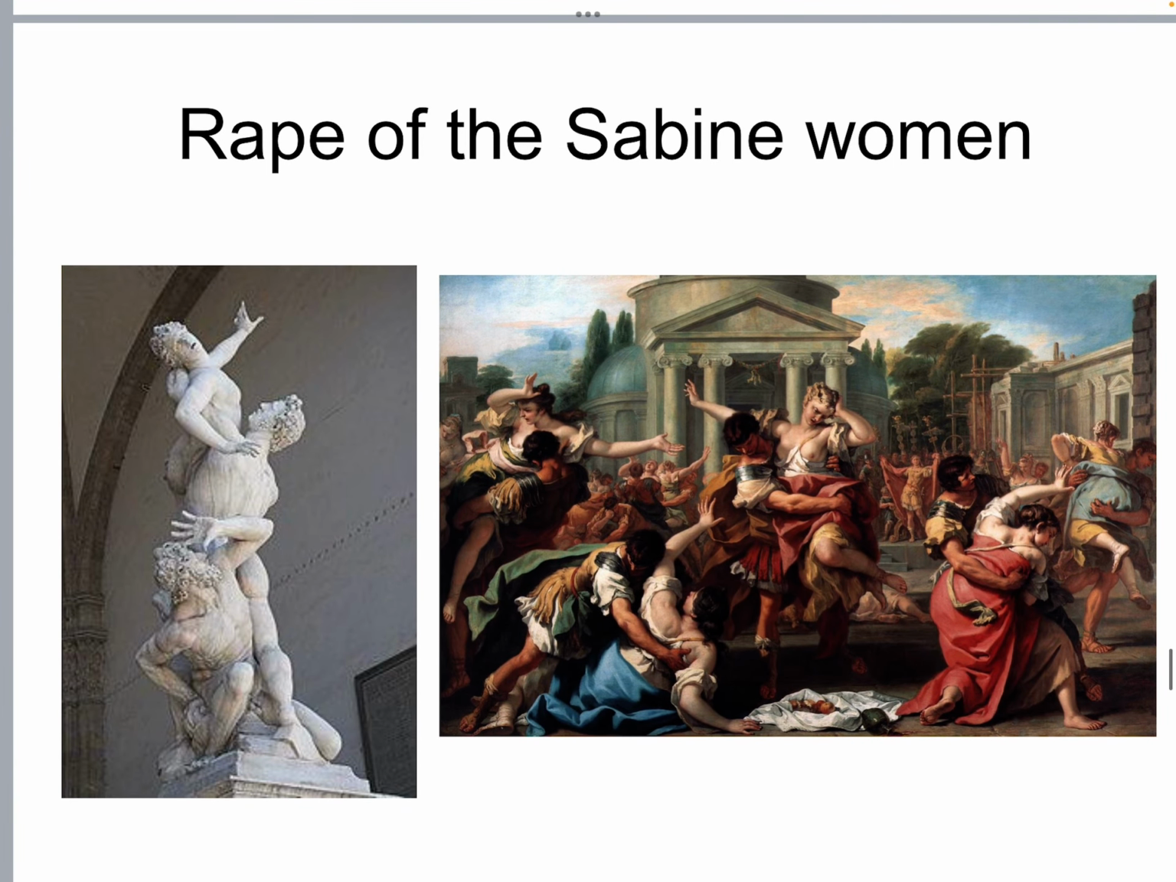And this is called the rape of the Sabine women, ladies and gentlemen. There are lots of paintings about this. There are lots of statues about this. Basically, they just steal all the women from all the neighboring city-states, right?